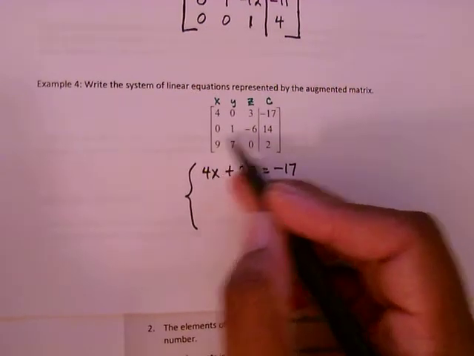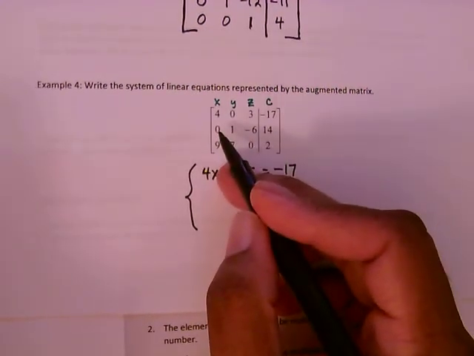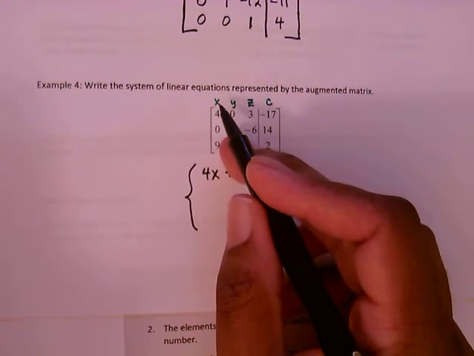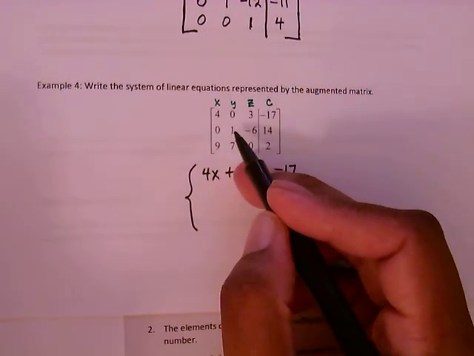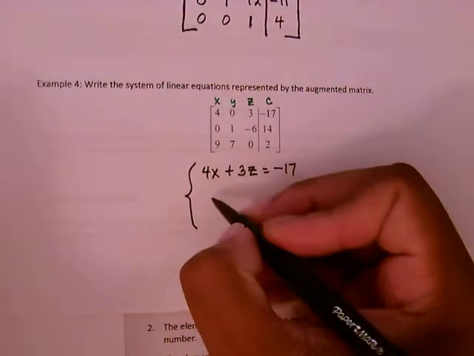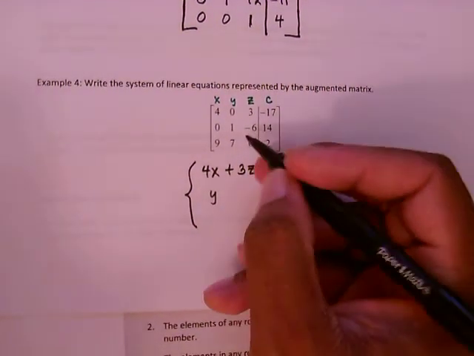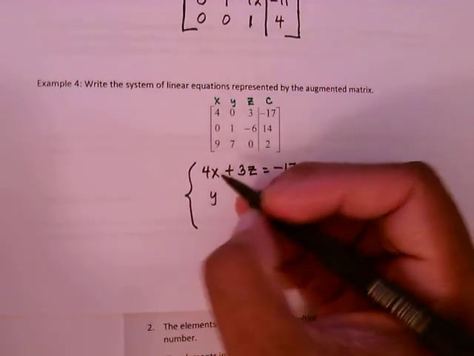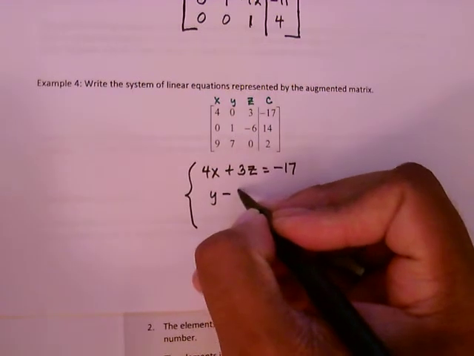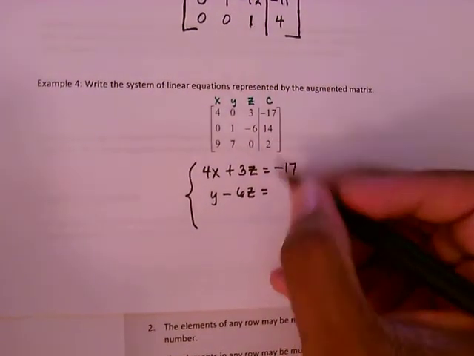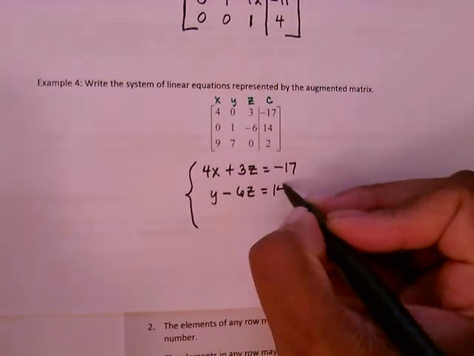Now, for the second row, notice this 0 is the coefficient of x, so we don't need to write 0x. But the 1 is the coefficient of y, so you can write 1y or just y. And then negative 6 is the coefficient of z, so I'll write that as minus 6z. And that's equal to the constant term, 14.